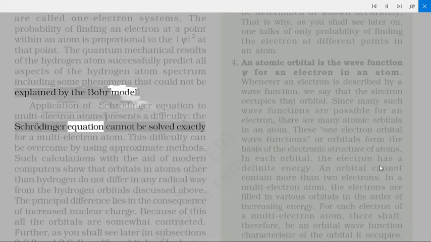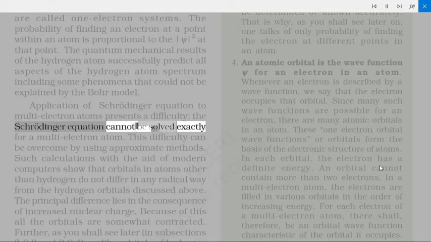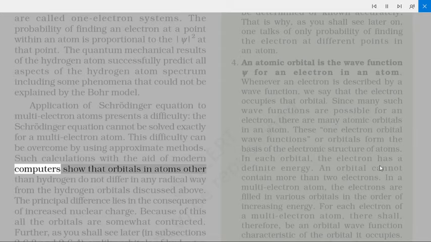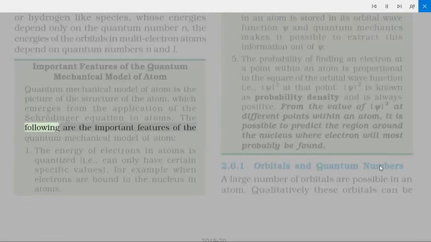The Schrödinger equation cannot be solved exactly for a multi-electron atom. This difficulty can be overcome by using approximate methods. Such calculations with the aid of modern computers show that orbitals in atoms are the norms. The following are the important features of the quantum mechanical model of atom.